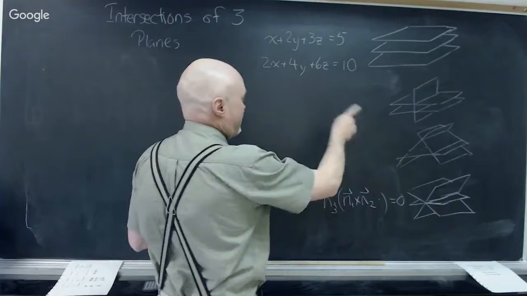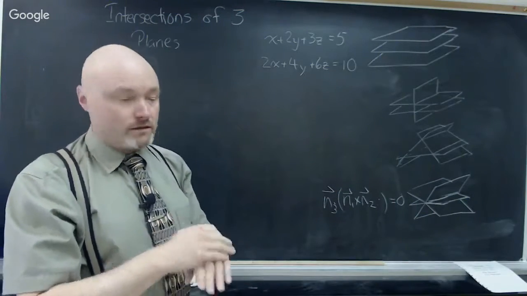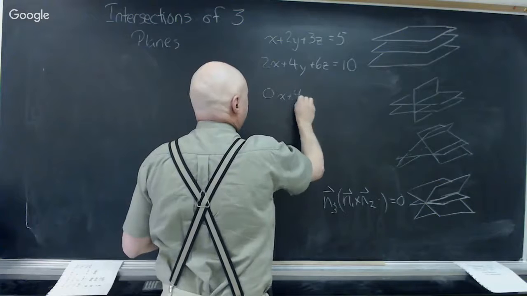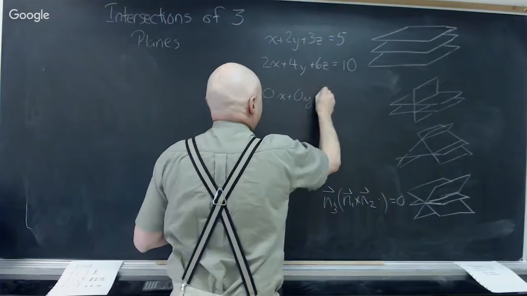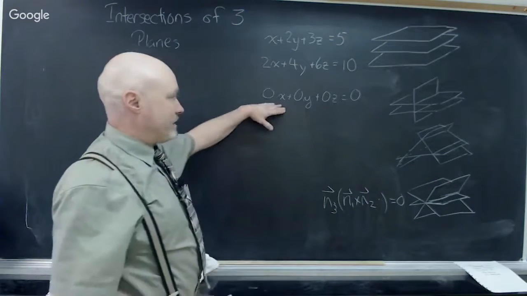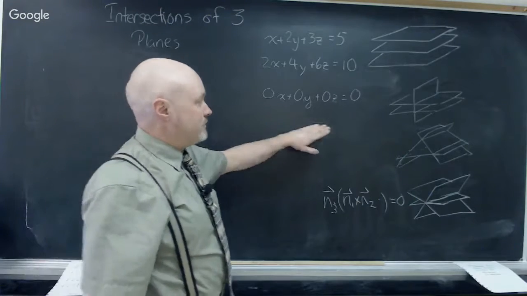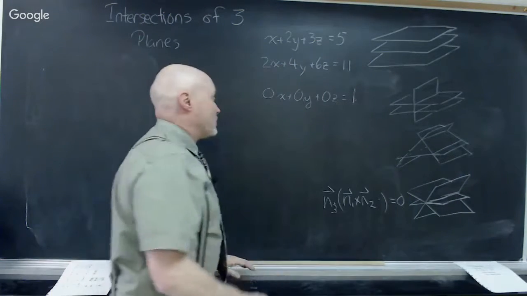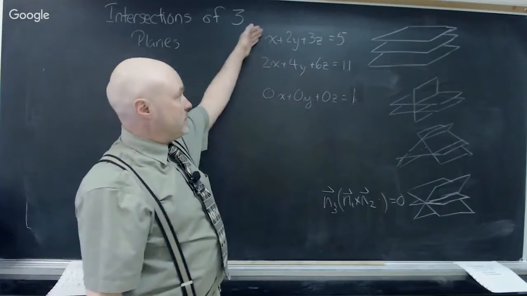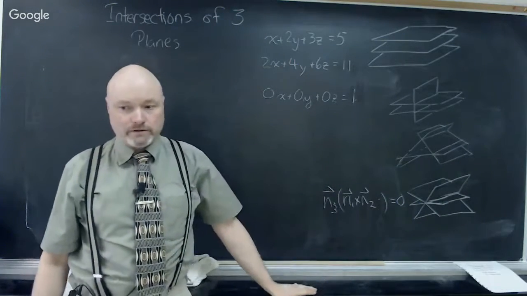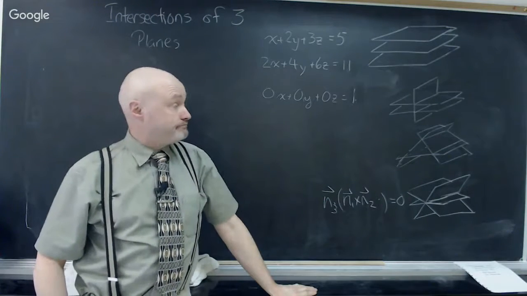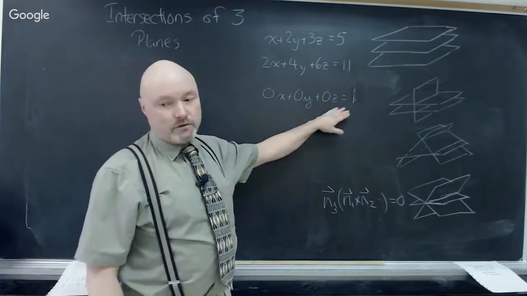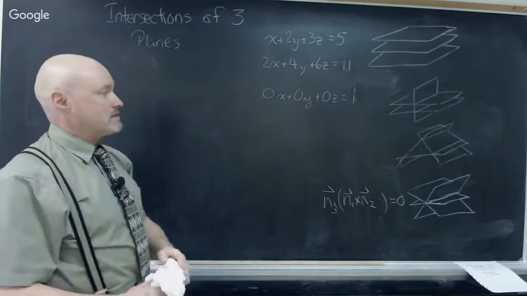Everything would be a solution if the two planes are lining up. When we go to subtract these, we'd end up with 0x plus 0y plus 0z equals 0, if they were coincident planes. If they're not coincident planes, in other words if they're parallel, and you can see the normals are parallel, we'd end up with some weird thing like 0z equals 1. The normals are the same, and we'd end up with an inconsistent solution. There would be no solution to that set of equations.